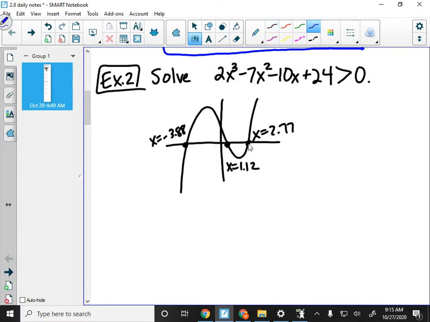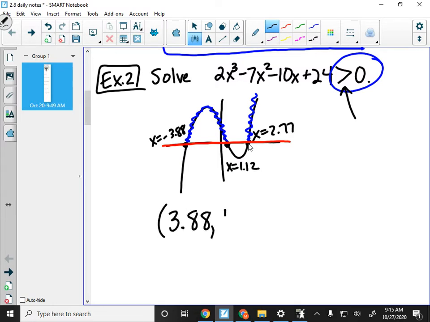Okay, since this is an inequality, it's saying when is this graph greater than 0? It is greater than 0 at this piece and that piece, because 0 would be right here. So I need to find a way to say that it's greater than 0 on those two pieces. Well, that first piece starts at that negative 3.88 and it ends at that 1.12. I do want to look here to see that it's just a greater than, not greater than or equal to. So that tells me I want to use a parenthesis and say starting at negative 3.88 until I get to 1.12.